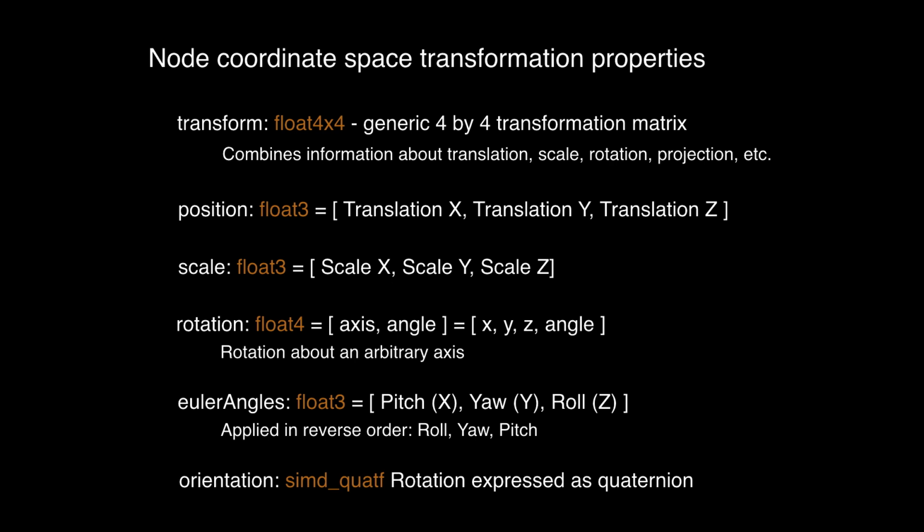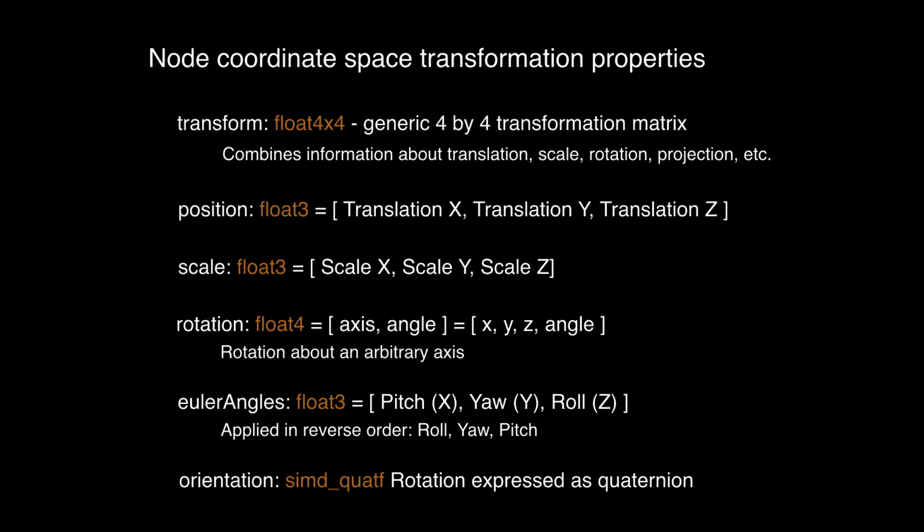Each SCNNode has the following properties that represent its transformation in 3D space. The first is transform. This is a 4x4 matrix. It combines information about translation, scale, rotation, and also projection, but projection is handled by SceneKit internally, and you don't need to think about it in SceneKit, because it's already handled in most situations.